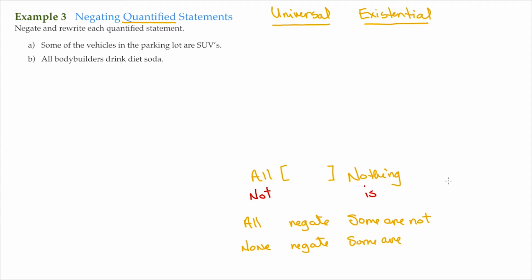So with that idea in mind, then I can go back to my problems up here. As you can see, for A, some of the vehicles in the parking lot are SUVs. It's got an existential quantifier of some. So if I have some are SUVs, then to negate it, we're going to use the universal quantifier of none. So to negate this one, some of the vehicles in the parking lot are SUVs. To negate it would be none of the vehicles in the parking lot are SUVs.